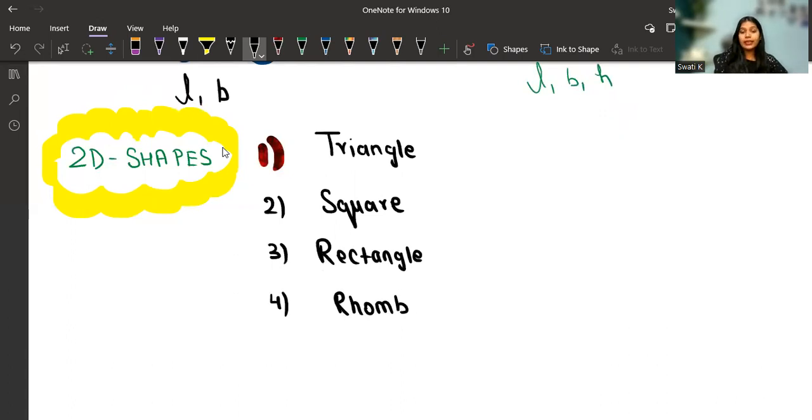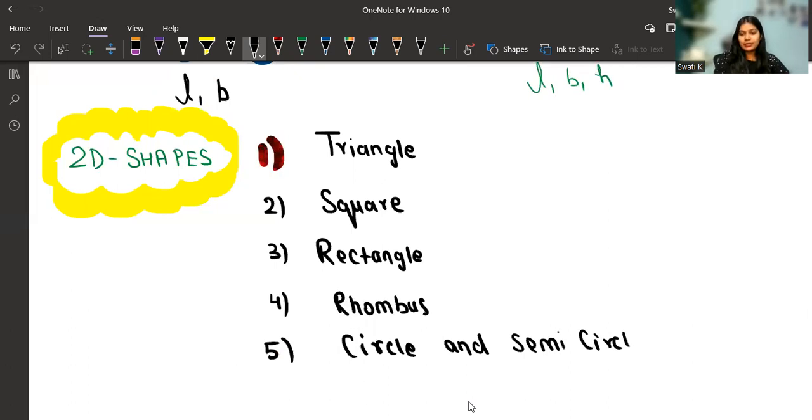Okay, at the same time I want you to write down any one two-dimensional shape which you think I'm not including. I'm giving my best, I'm trying to include all the 2D shapes. But yes, if I'm missing something and you know any other two-dimensional shape, you can let me know in the comment section. Okay, next is circle. If I'm including circle, I'm also including a semicircle, because semicircle is also a shape. Semicircle. Next, I can say kite.